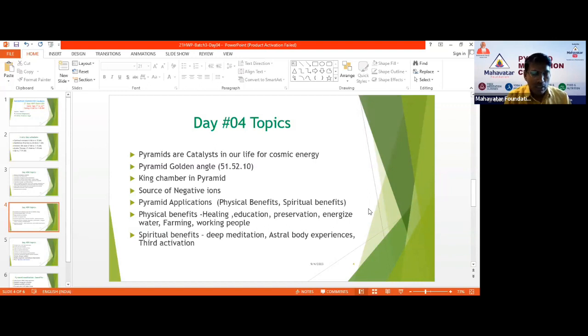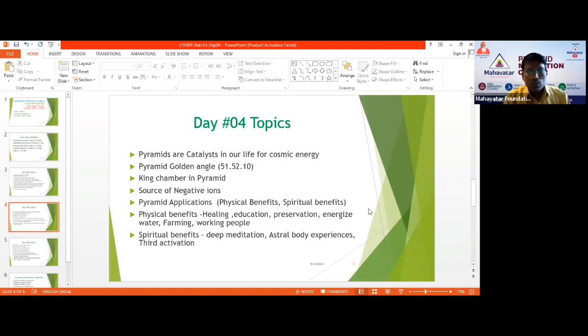PSSM has really taken the initiative, and with the help of PSSM, so many people, thousands, now lakhs of pyramids have come throughout the world, my dear friends, spreading throughout India and other countries also. So that's why the pyramids are catalysts for the cosmic energy. You will receive much cosmic energy if you sit inside. Now we'll see the applications separately.